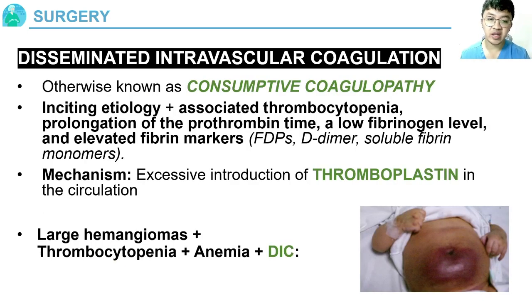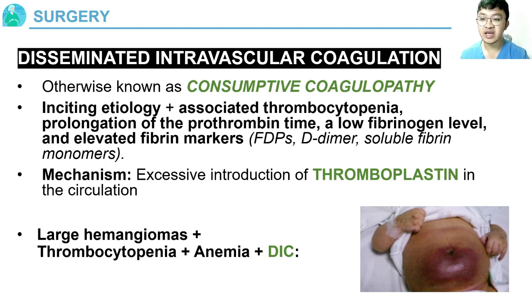When we're talking about coagulation diseases, again, I think it's important in surgery to understand your DIC, otherwise known as consumptive coagulopathy. So this is due to an inciting etiology, whether trauma or infection, associated with thrombocytopenia, prolongation of prothrombin time, low fibrinogen levels, and elevated fibrin markers, your FDPs, D-dimer, soluble fibrin monomers.